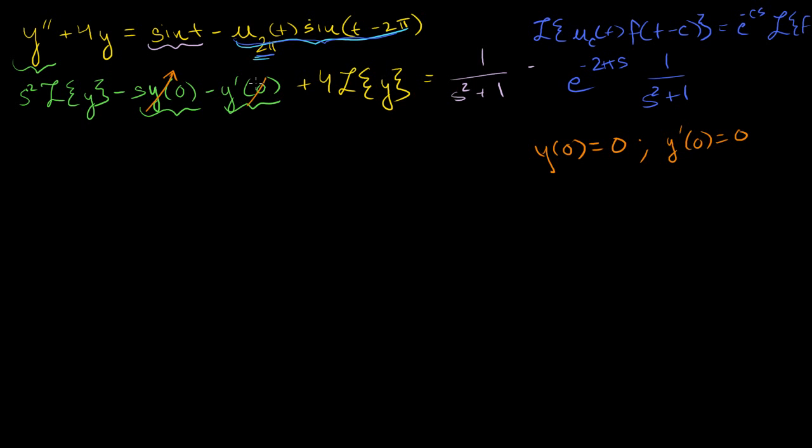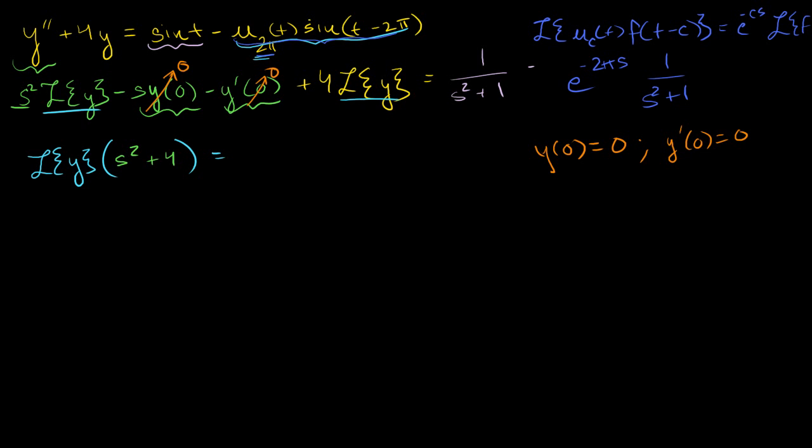That's 0, and that's 0. So let's see if I can simplify my equation. So the left-hand side, let's factor out the Laplace transform. So let's factor out this term and that term. So we get the Laplace transform of y times this plus this times s squared plus 4 is equal to the right-hand side.